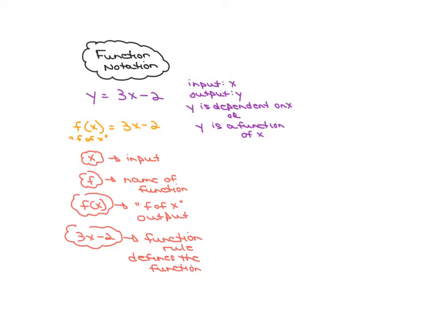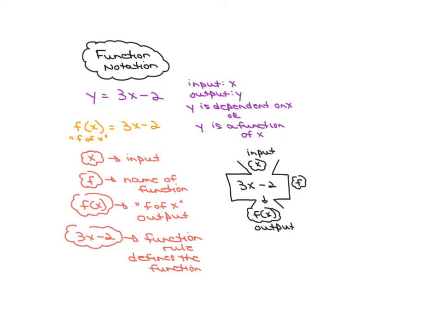I'm going to draw a quick little function machine just so we can see a visual for this. So we have our input into the function machine, and that's our x. The input comes in, and this whole thing we're going to call our function machine f, our function f. The rule tells us to multiply by 3 and subtract 2, and then what comes out will be our output. We again call that output f of x.